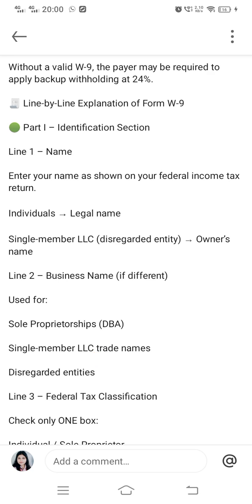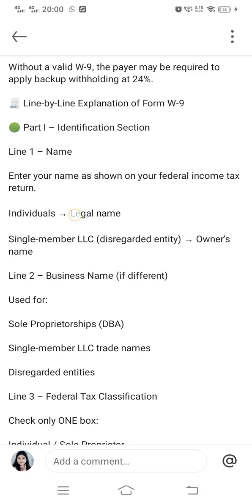Line by line explanation of form W-9. Part 1 is the identification section, where line 1 is name. You have to enter your name as shown on your federal income tax return.